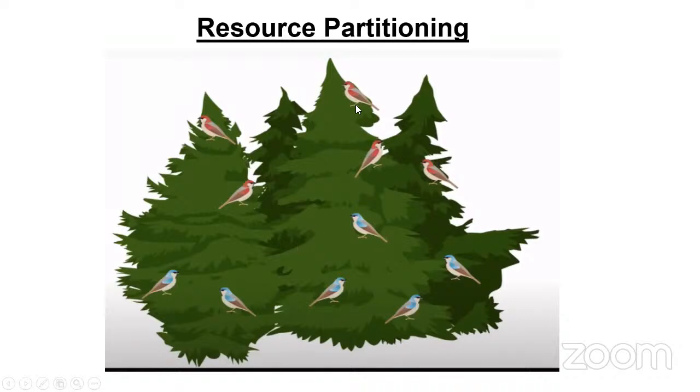The bird shown in red is occupying the top portion of the tree, and they are using the resources from the top portion of the tree. And the bird of the other species, shown in blue, is occupying the lower portion of the tree, and they are using the resources from the lower portion, as a result of which both species can survive on the same resource. This is called resource partitioning.